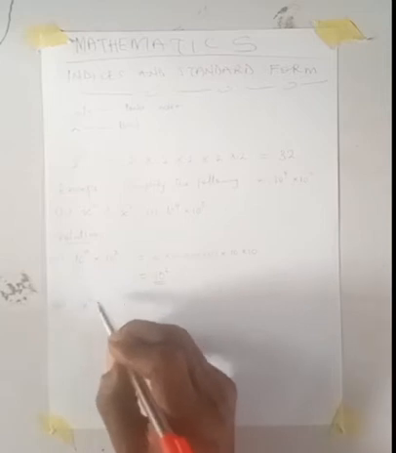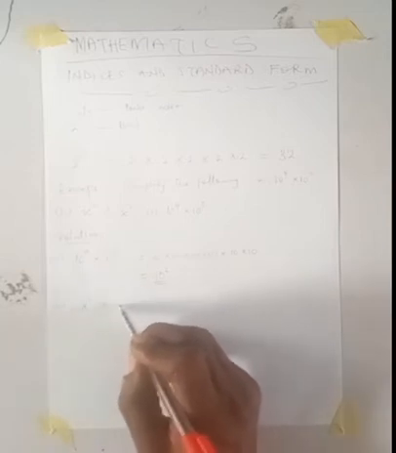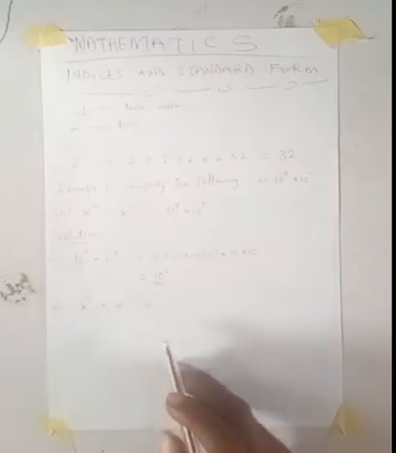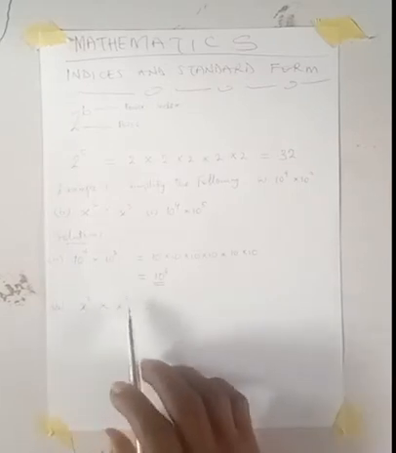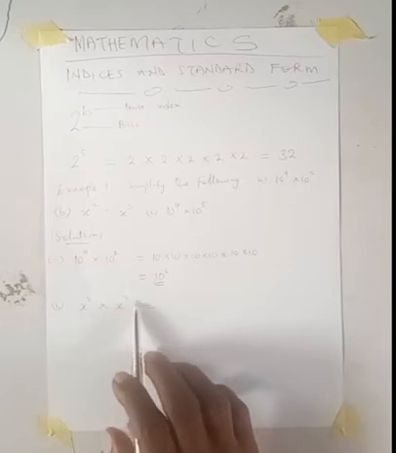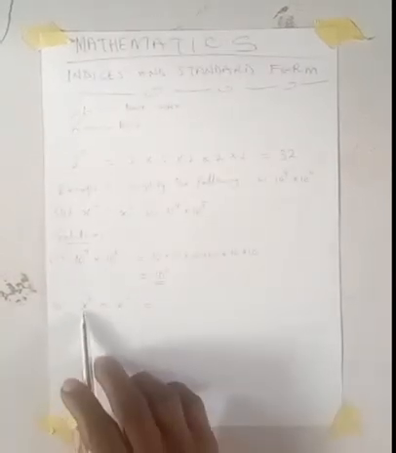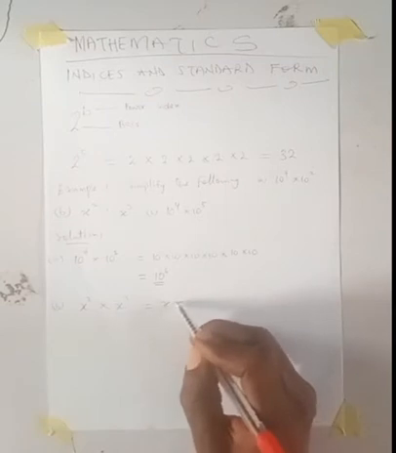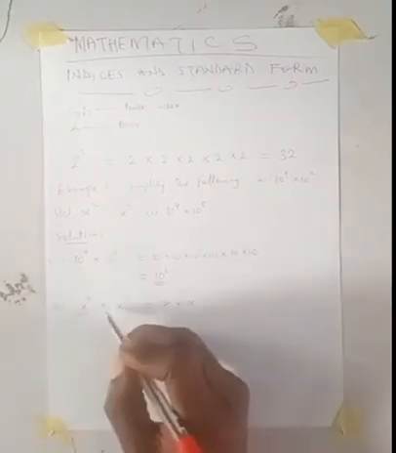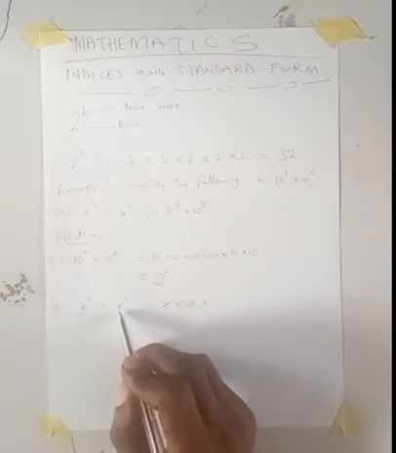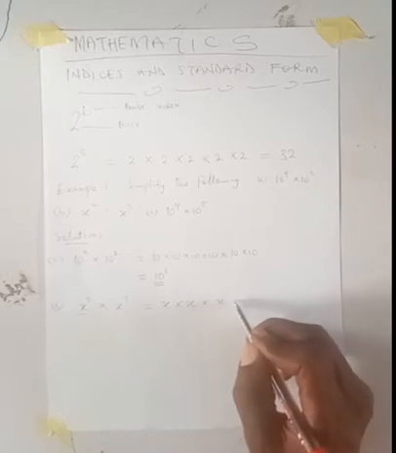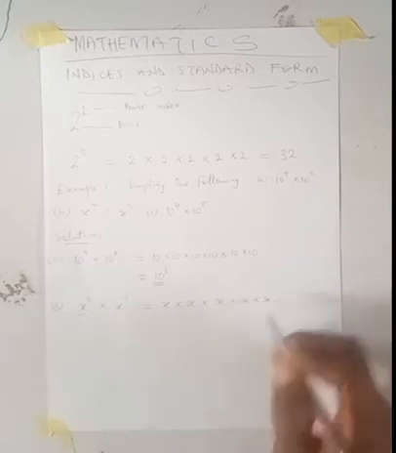In B part, what I have is x raised to power 2 multiplied by x raised to power 3. Solving this one means I should repeat this number 2 times, I should repeat this number 3 times and combine them together. So doing that becomes x times x for this one, and here the number should also be repeated 3 times. So that's going to be x times x times x.